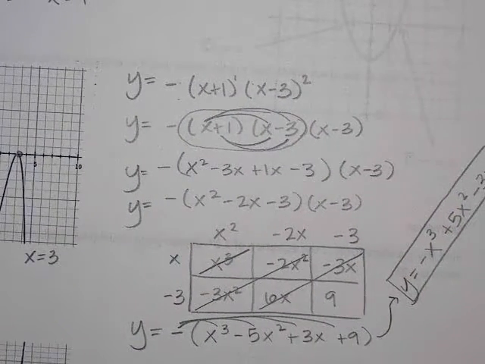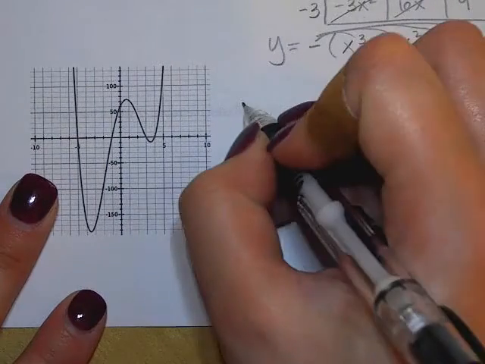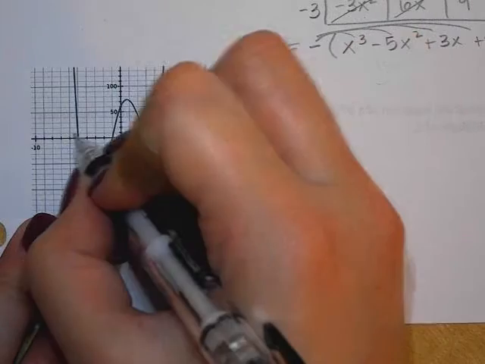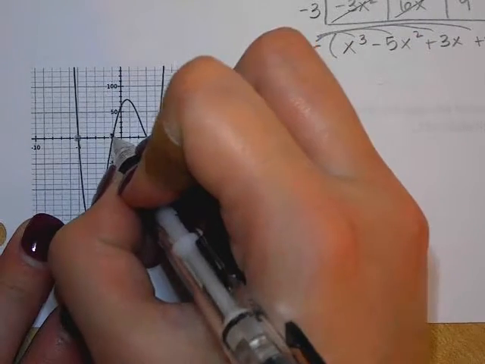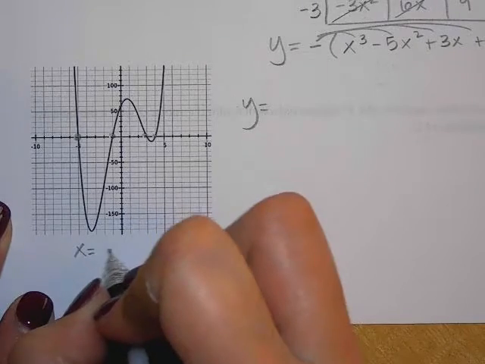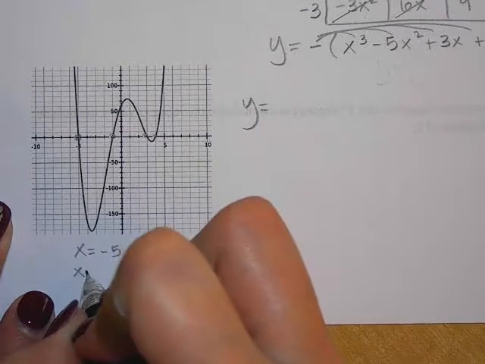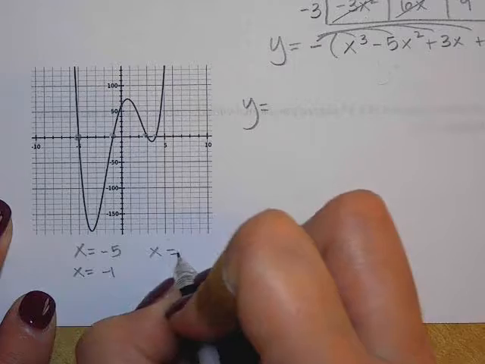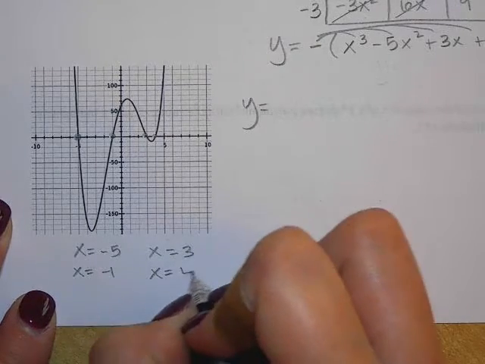All right, let's go ahead and look at the next one. What do you guys see with the next one? We have 4 X intercepts. So we have x equals negative 5, x equals negative 1, x equals 3, x equals 4.